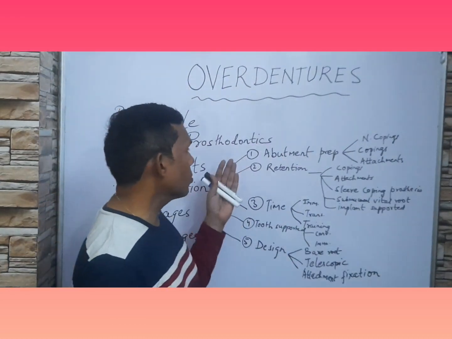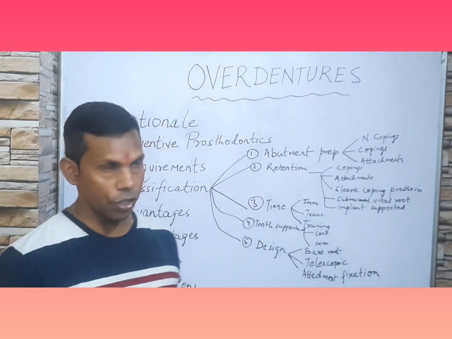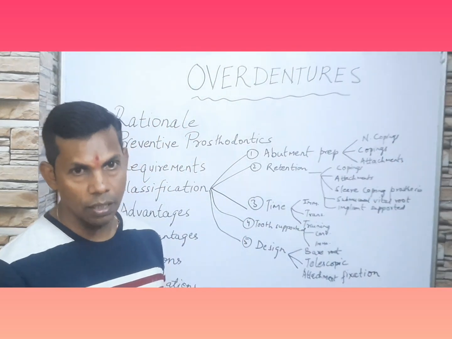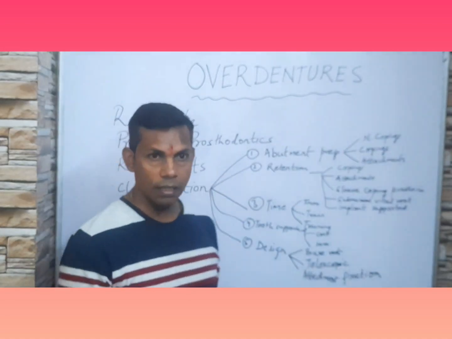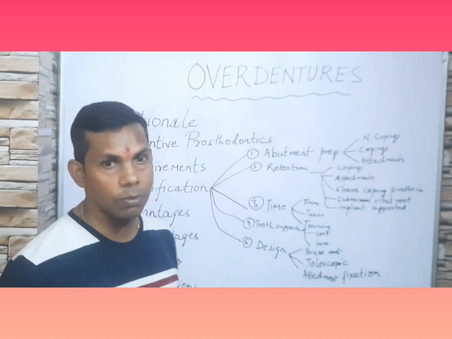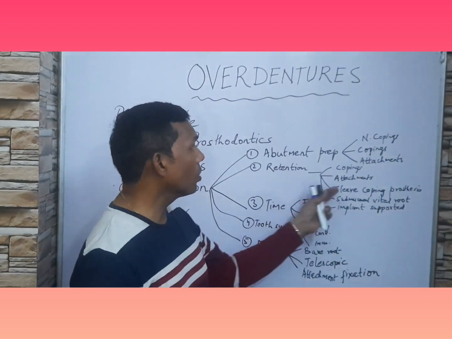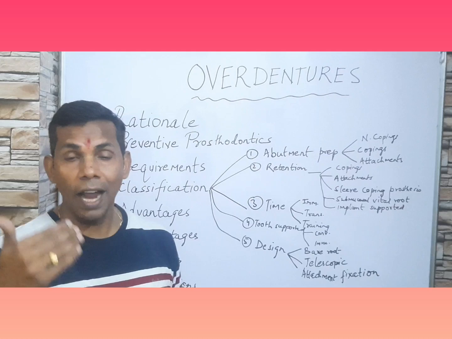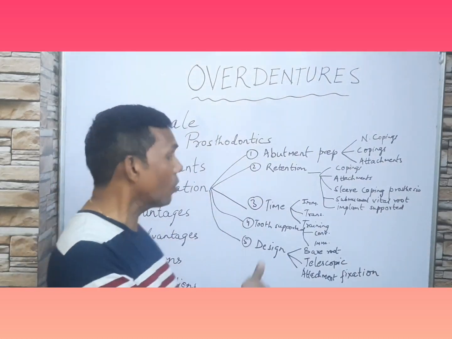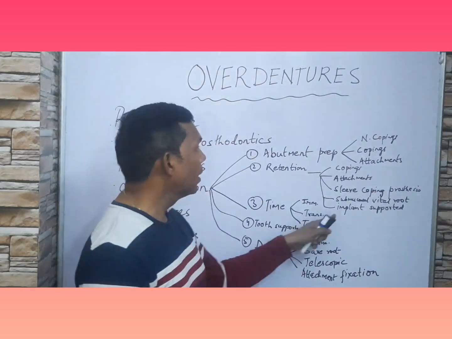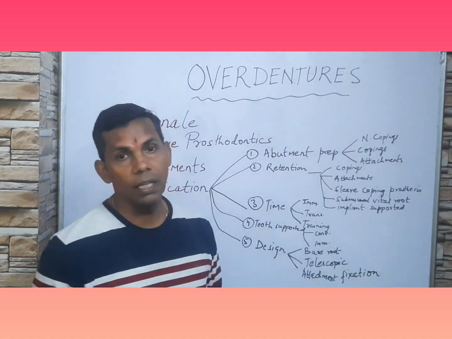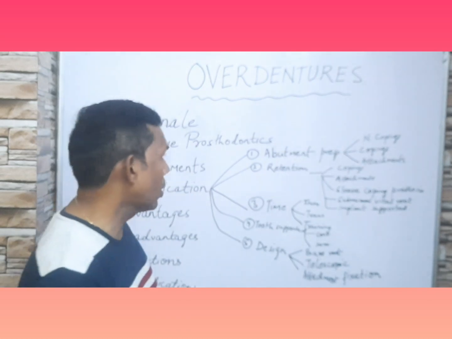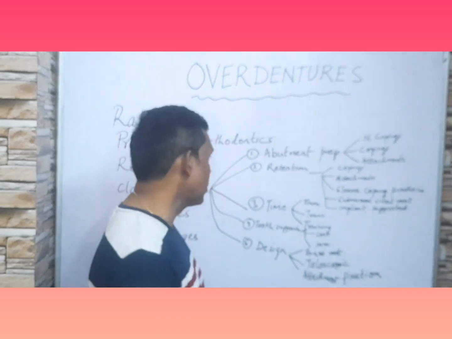The second classification is on the basis of the mode of retention. Retention can be on the basis of copings or on the basis of attachments. There are a number of types of attachments which we are going to discuss. They can be on the basis of sleeve coping processes, or you can derive retention from the submucosal vital root. Next, retention can be on the basis of implants. When you are placing an implant, you can make an implant supported overdenture.